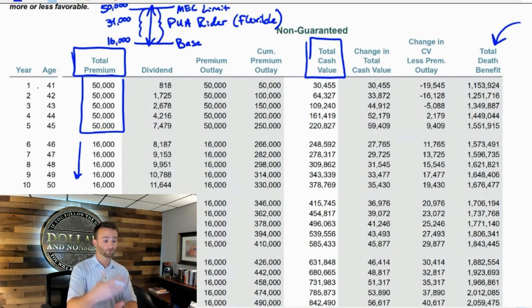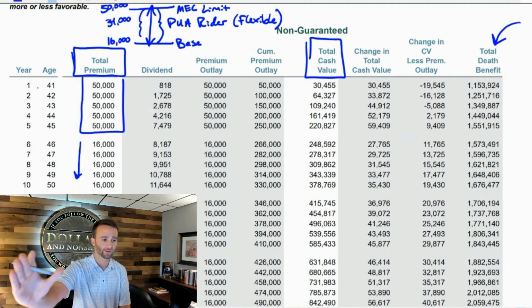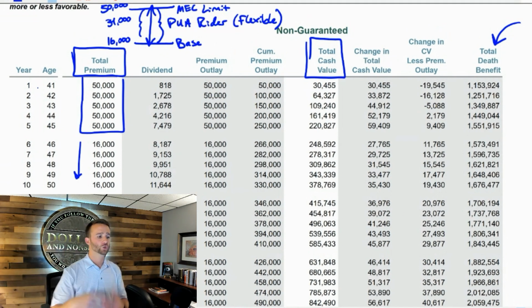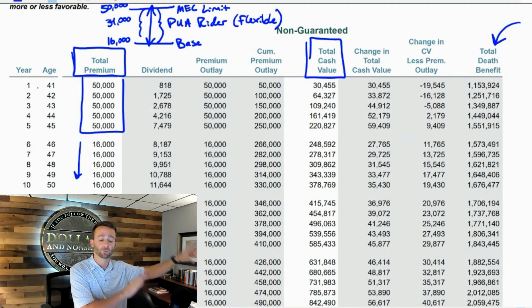In fact, year 6 will roll around, and I do hope you have the ability to continue funding at $50,000. But the reason why I typically show policy illustrations this way with clients is because for the most part, anytime we're launching a brand new policy, you do want to contribute, if possible, up to the maximum that you possibly can, up to the MEC limit, typically for the first 4 to 5 years, to really launch the policy and get it profitable quickly.